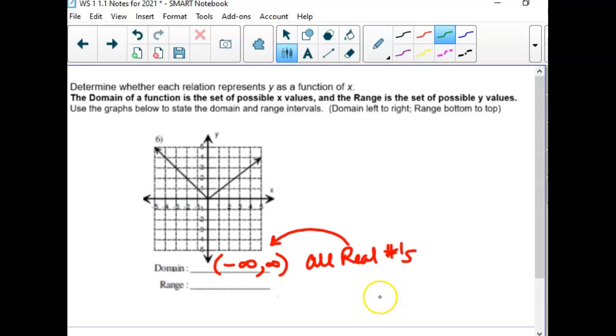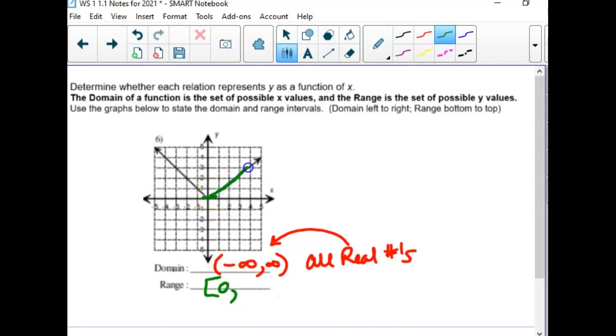The range is bottom to top, and it's Y values. What is the lowest this graph goes? Yes, and it hits 0. As long as there's no open circle, you have to assume it hits it. So this hits 0 right there, so we're going to do an inclusive 0.